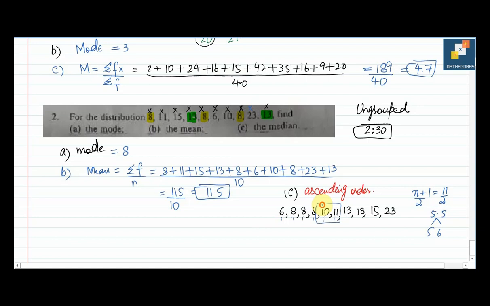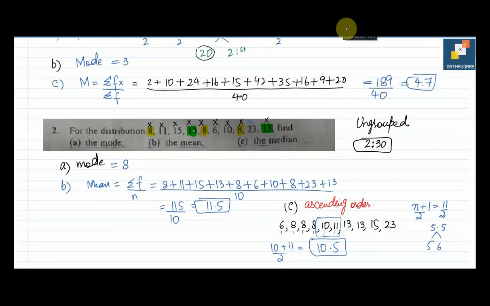So these are the two terms. The median lies between those two terms. That means the median is 10.5, and that is your answer. So I expect that you had done the same thing, or if there's some mistake, now you have a clear idea how to find mean, median and mode from ungrouped data.